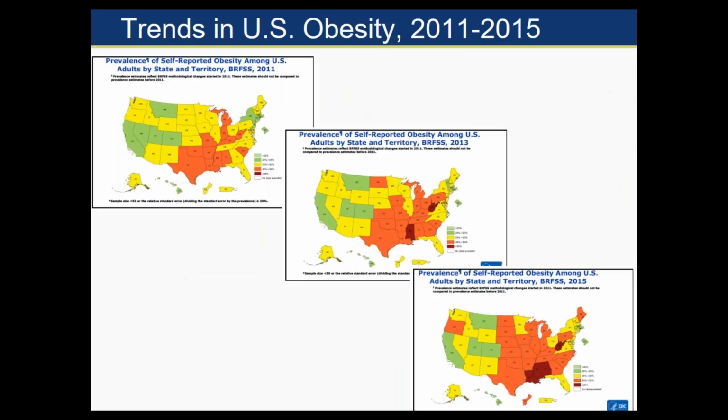Another example here is looking at not only how things vary across space, i.e. geography, but how things vary both in space and time. So here's an example showing trends in U.S. obesity between 2011 and 2015, with a map at 2011, at the midpoint in 2013, and one again at 2015. So it's both space and time that really become interesting when using this type of location-based information.